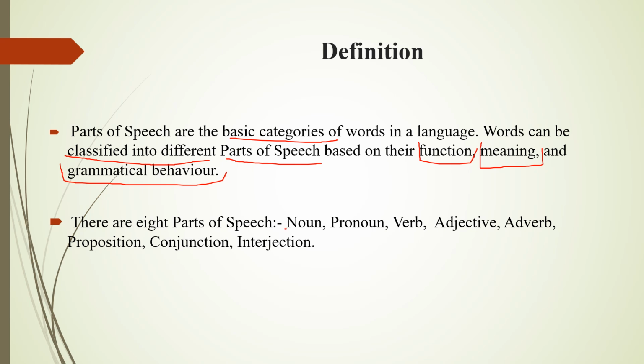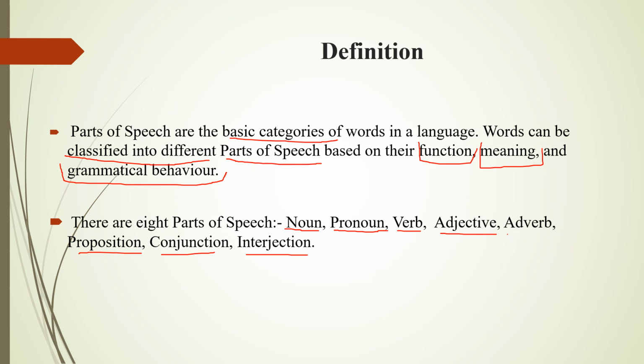They are: number 1, noun; pronoun; adverb; adjective; preposition; conjunction; and interjection. This is our part 1. Here we are dealing with noun, verb, adjective. In part 2, we are going to deal with the other parts of speech.